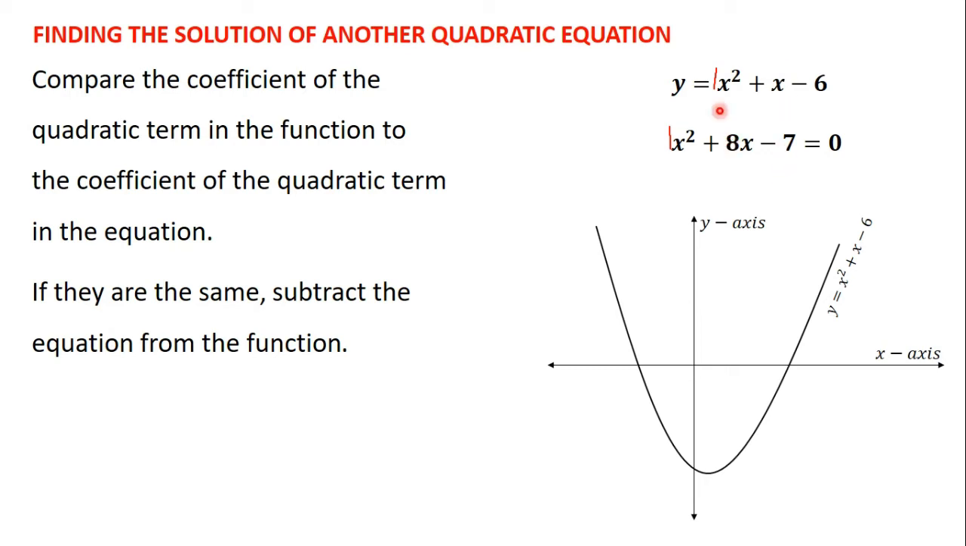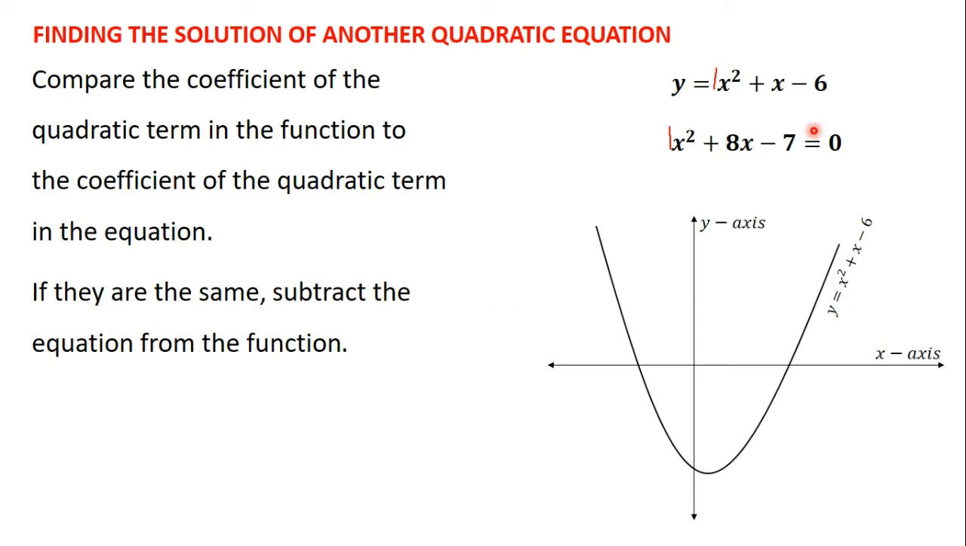As we can see here, the coefficient of the quadratic term in the function and the coefficient of the quadratic term in the equation are both 1. So it means that they are the same. The point here is telling us that if the coefficients are the same, then subtract the equation from the function.